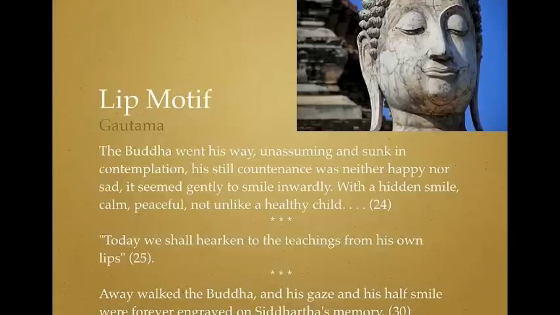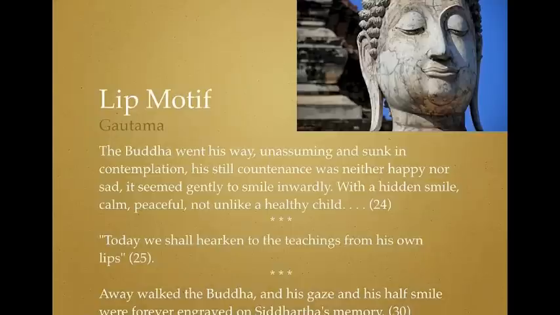Notice the smile is hidden, and it's not really a happy or sad smile. You can tell he's smiling, but it's almost undefinable. And that's because we don't understand enlightenment from our perspective. We don't understand what it is to be perfected. We're going to find out a little bit later in the book what it might mean, and it's going to make a little bit more sense that the smile was happy or sad, or neither happy nor sad in this case. Anyway, we also have: today we shall hearken to the teachings from his own lips.